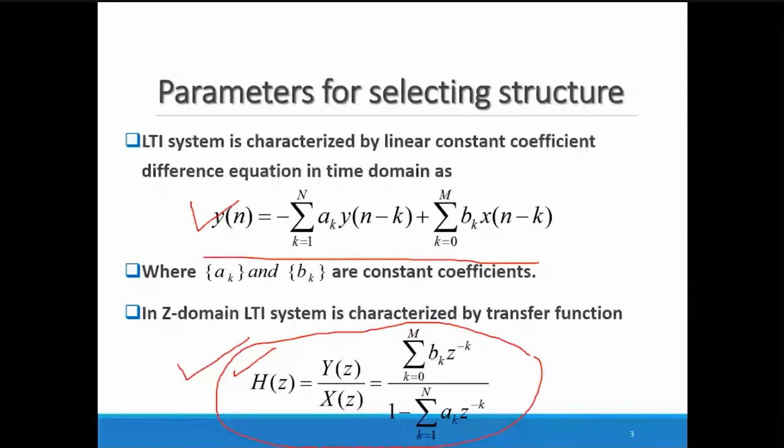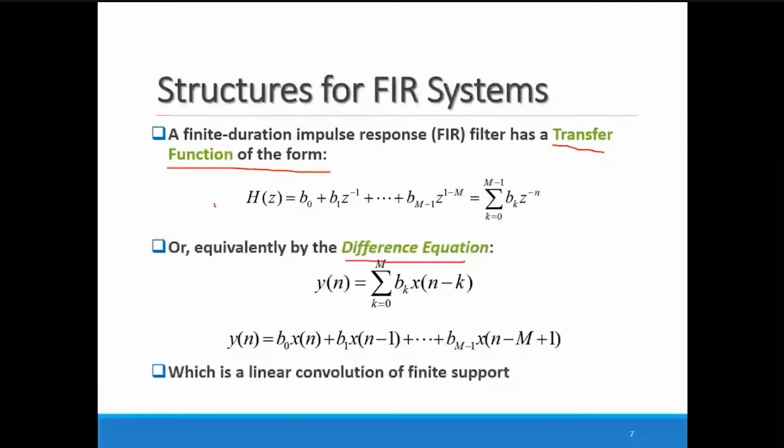But here I am writing the transfer function first, and then I am writing the difference equation. You can change the order, nothing else, but here we are representing in the frequency domain and in the time domain. So H of z is given by this equation: sigma k equals 0 to M minus 1 of b_k into z raised to minus k. Or you can represent the same thing with the help of the difference equation, that is y of n equals sigma k equals 0 to M of b_k x of n minus k.